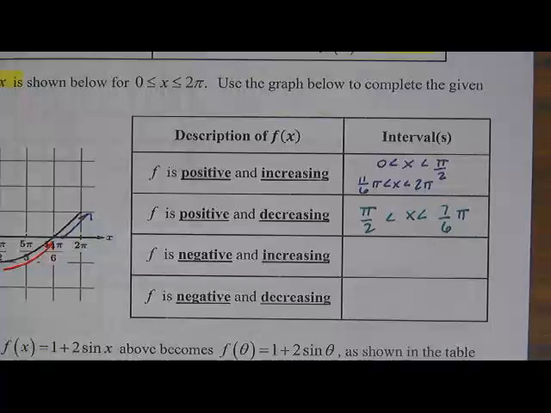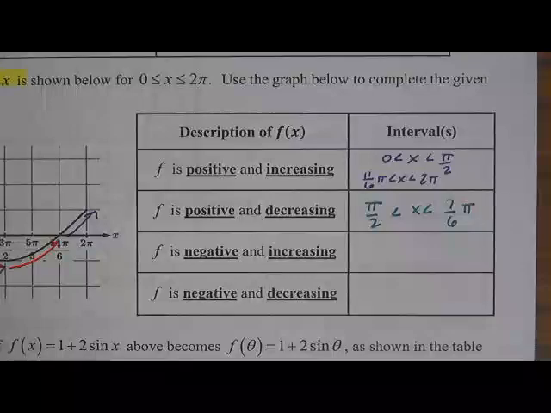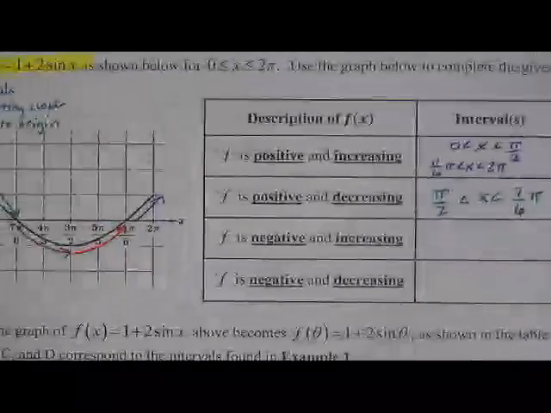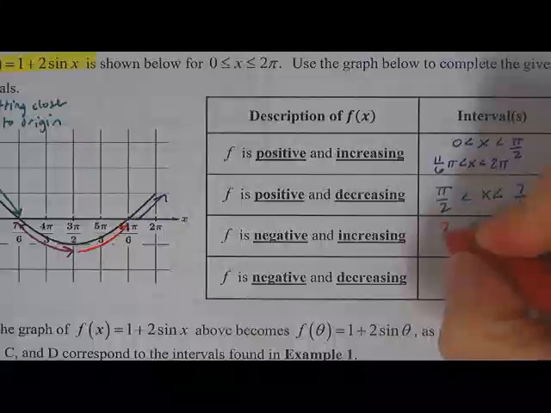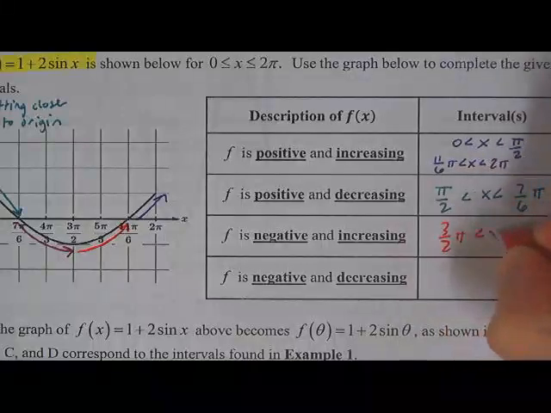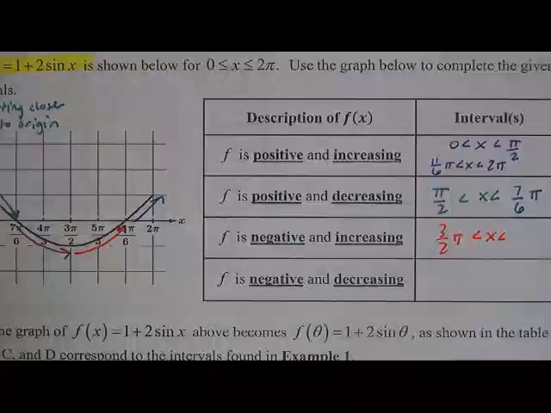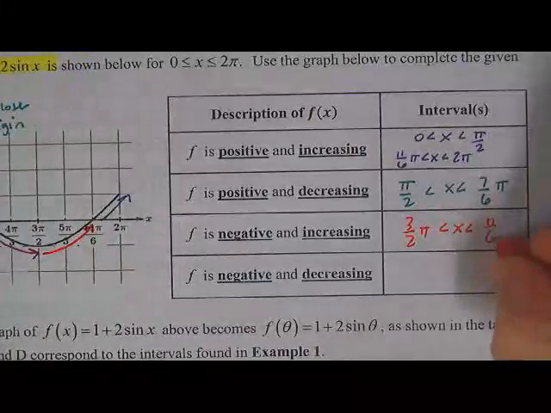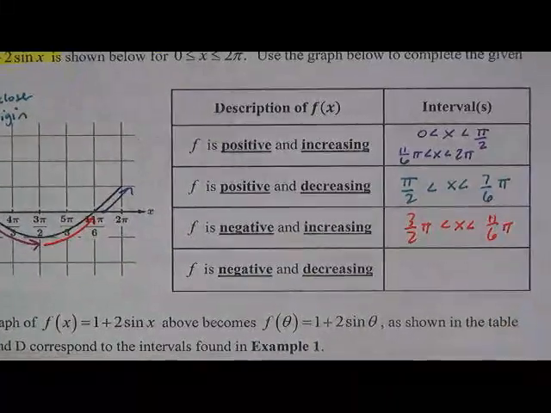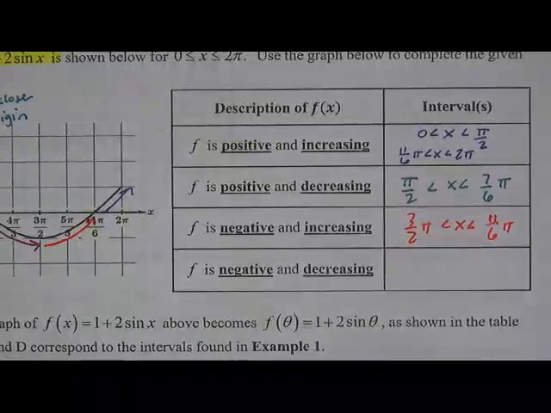Now he kind of went out of order here, and that's fine because it kind of makes you think. What about negative and increasing? There you go. Yep, 3 pi over 2 to 11/6 pi. Negative and decreasing?